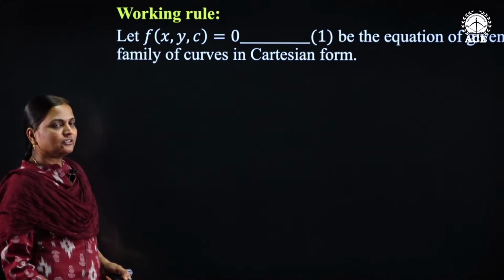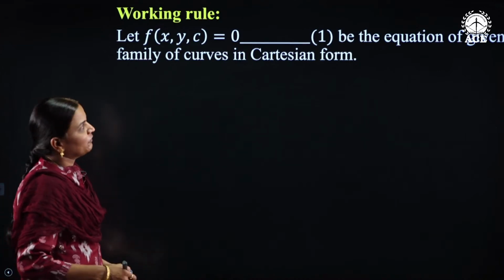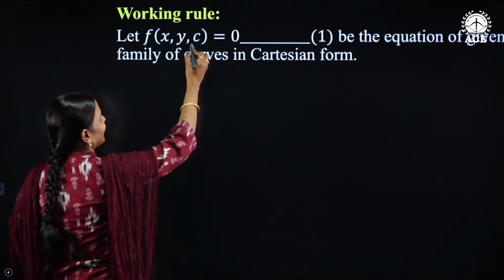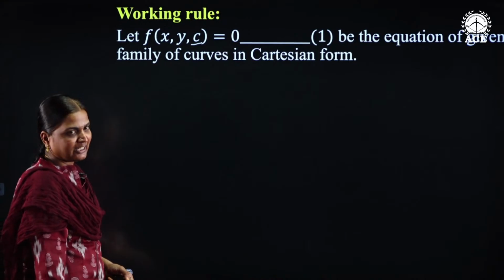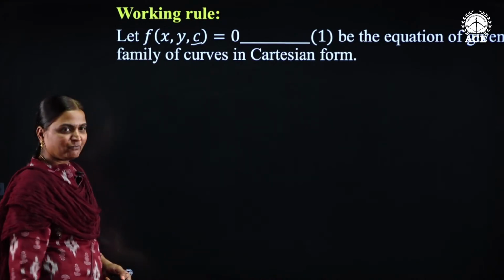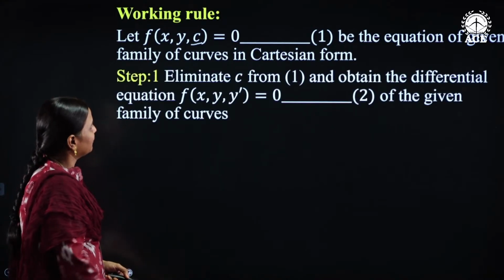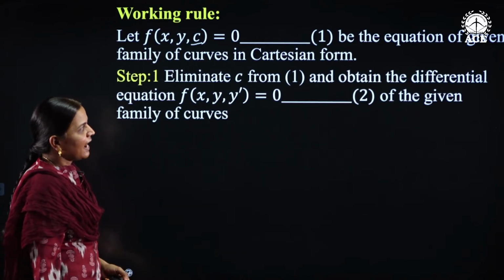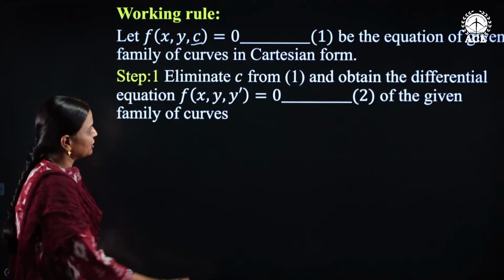So how to find out the orthogonal trajectory? Before finding the orthogonal trajectory, first eliminate C from the given differential equation by differentiating it with respect to x one time. That means eliminate C from equation 1 and obtain the differential equation.